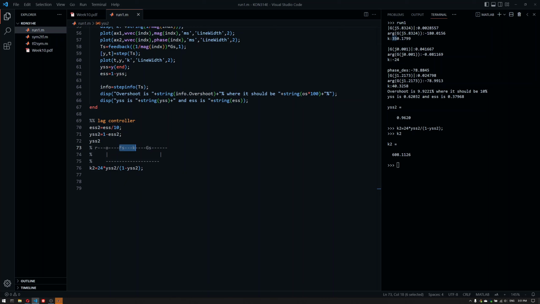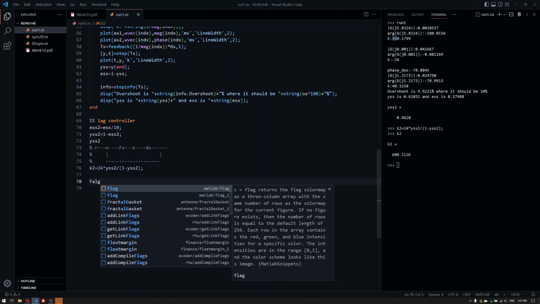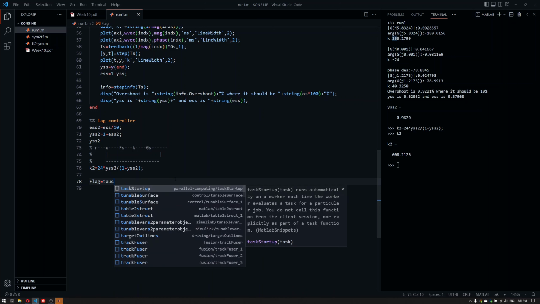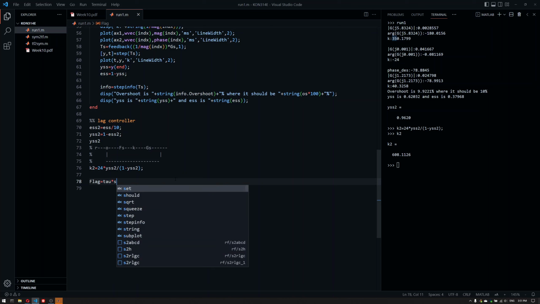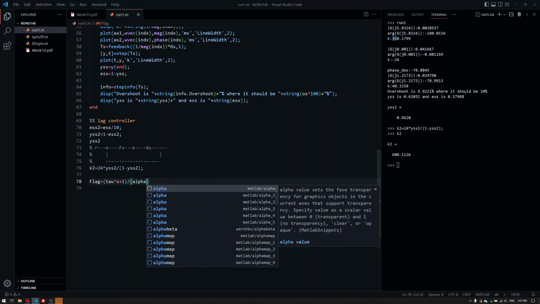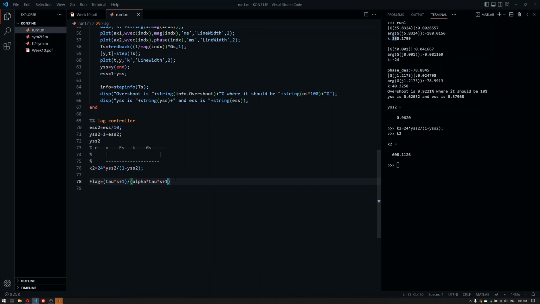update our Bode plot. And the reason for that is the following. We have the lag controller. Let's define the lag controller. That is tau times s plus 1 divided by alpha times tau times s plus 1. And the reason for that is this has DC gain 1. So this has no DC gain at all.